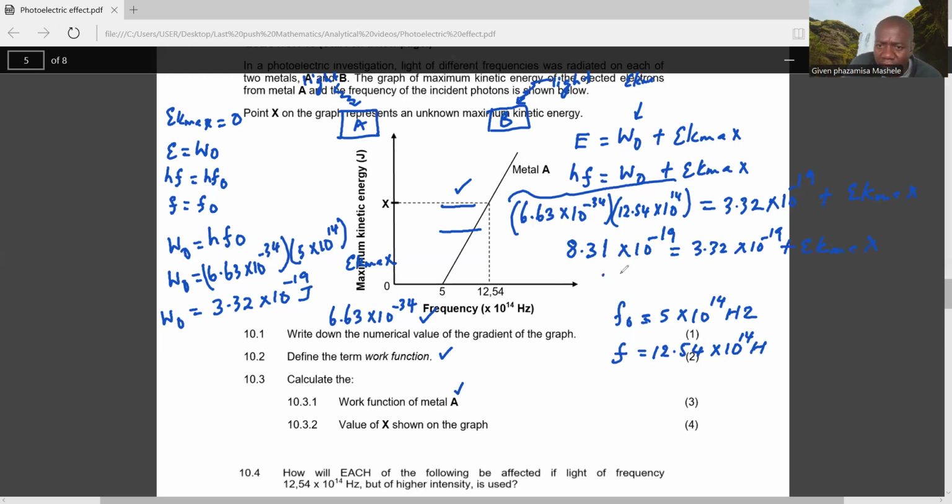So what will be the EK max? We can transpose 3.32, so it's 8.31 times 10 to the power minus 19 minus 3.32 times 10 to the power minus 19, which is just 4.99 times 10 to the power minus 19 joules. So this is the value of X, which is roughly 5. I believe you are following, guys.